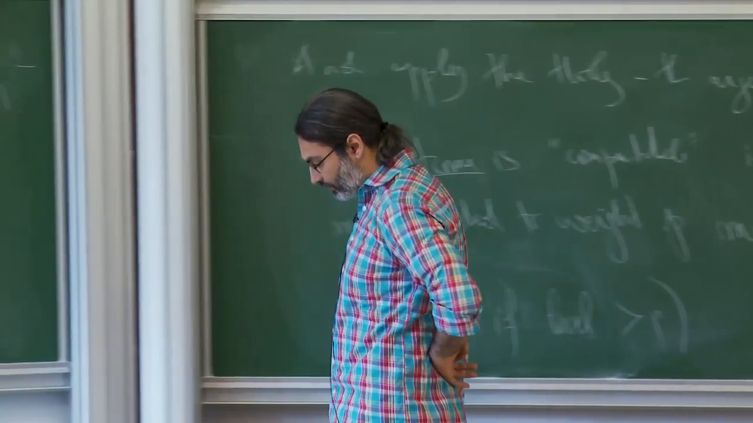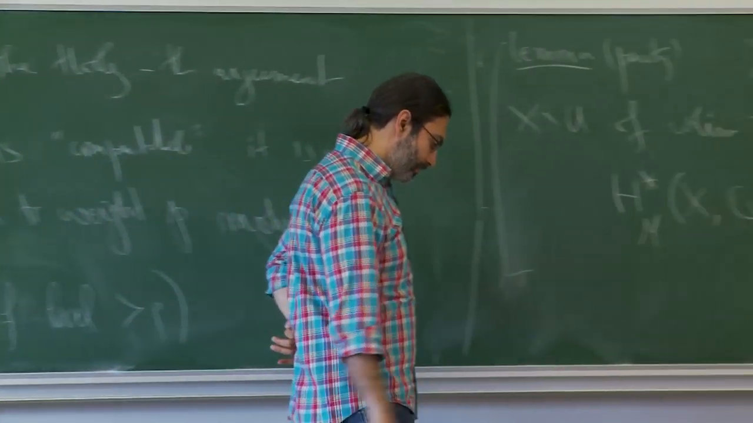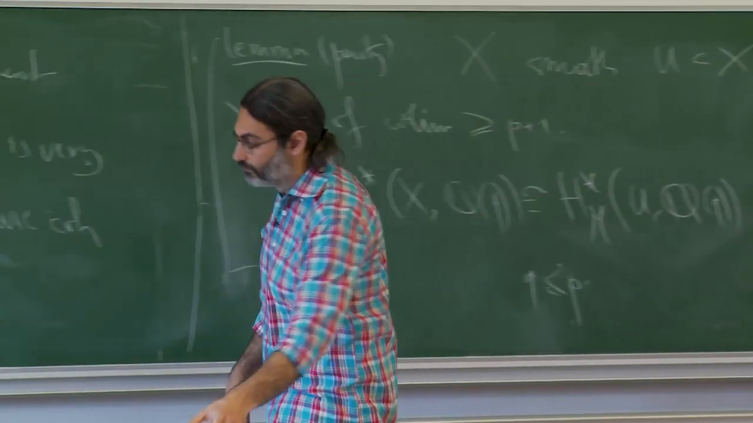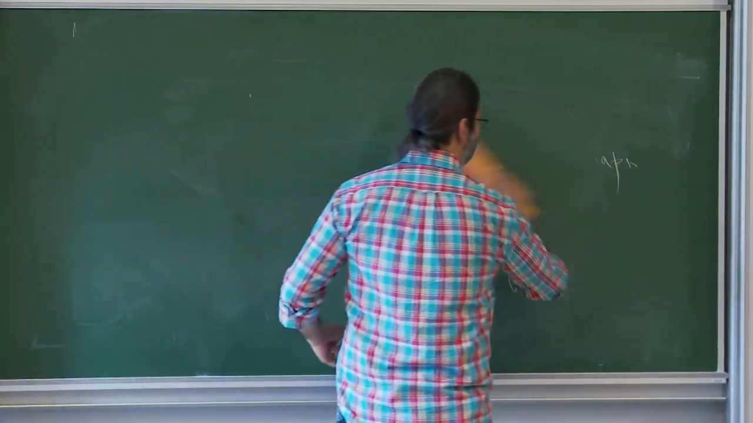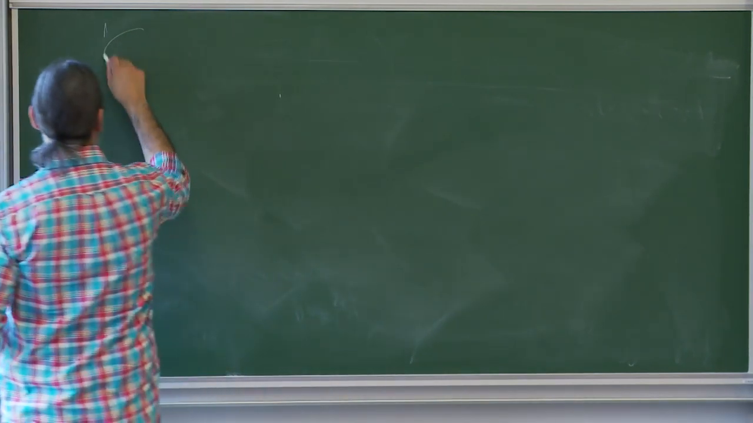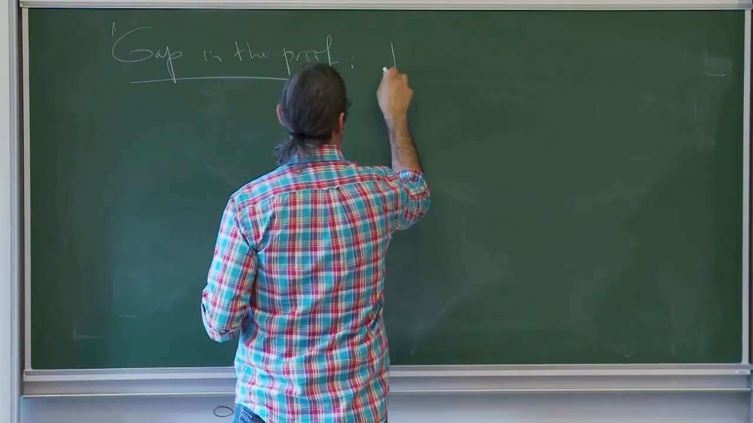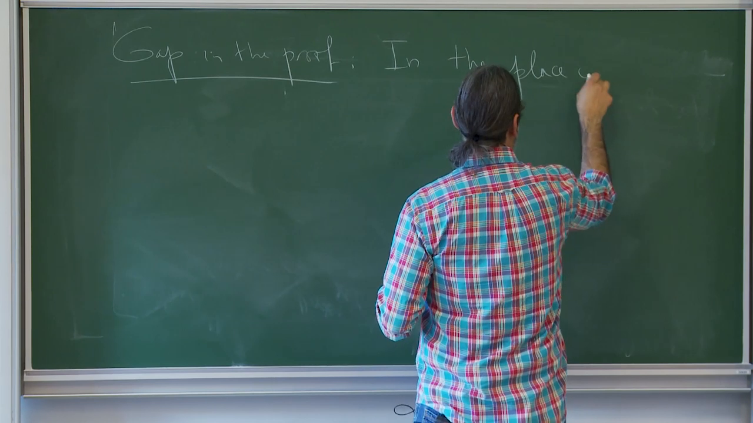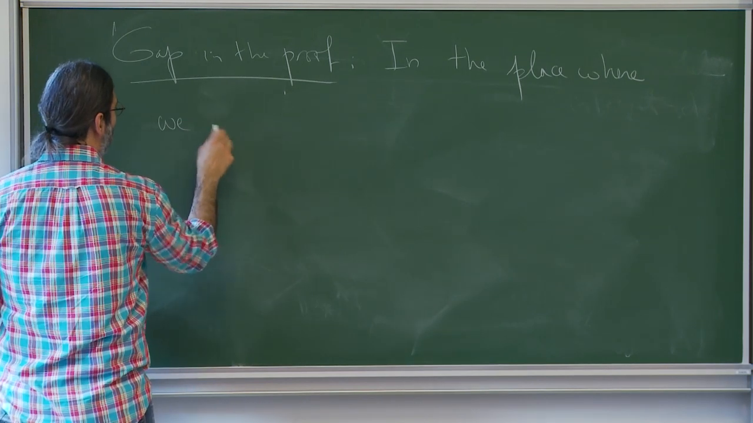And so I thought I had a way to solve this difficulty, but it relied on some fact which turned out to be wrong, and maybe I just write down what this fact was, very quickly, just to tell you where the gap is. So the gap in the proof is exactly in the place where we try to stabilize.